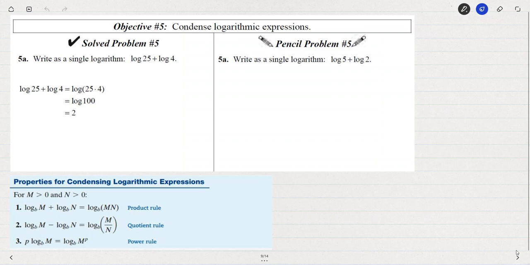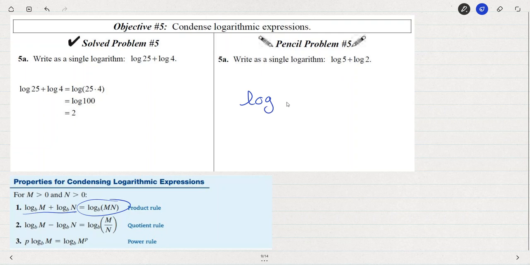Moving on to number 5, write as a single log. Now we can go in reverse. If the log of a product was equal to the sum of two logs, then we could say that the sum of two logs is equal to the log of their product.